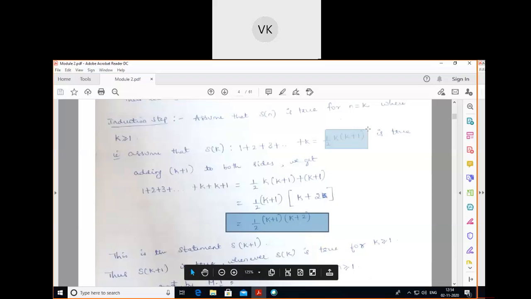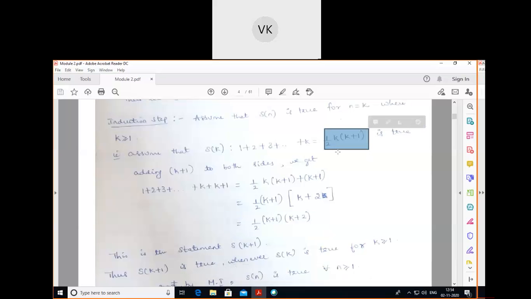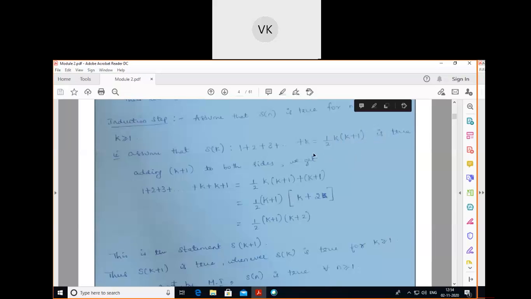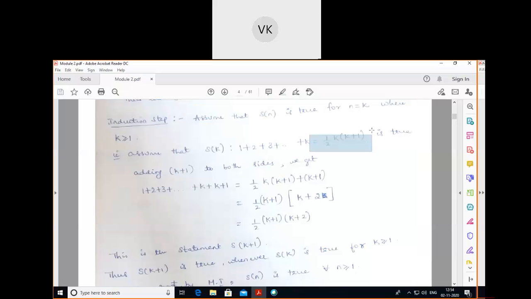Here it is 1 by 2 K into K plus 1, no? In this one, just replace K by K plus 1. 1 by 2 is there, yes, 1 by 2. K becomes K plus 1, and K plus 1 becomes K plus 2. So it is 1 by 2 into K plus 1 into K plus 2. In this way we are going to know what the final result will be after simplification.